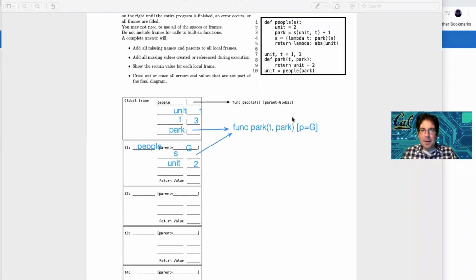Here we're assigning park to the result of calling s on unit, t, and plus 1. So before we ever call s, we have to figure out what it is. Okay, it's the function park. And before we call it on anything, we have to look up what we're going to call it on. So we'll call it on unit, which is 2, and t, which is 3. So those are going to be the arguments to park.